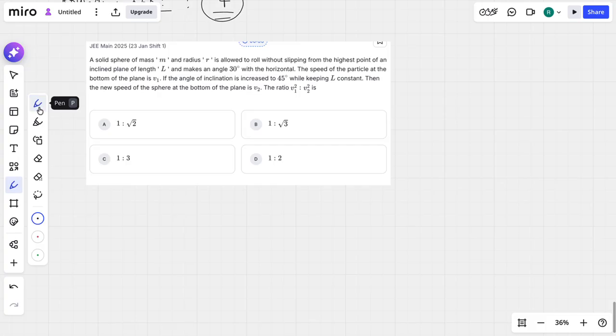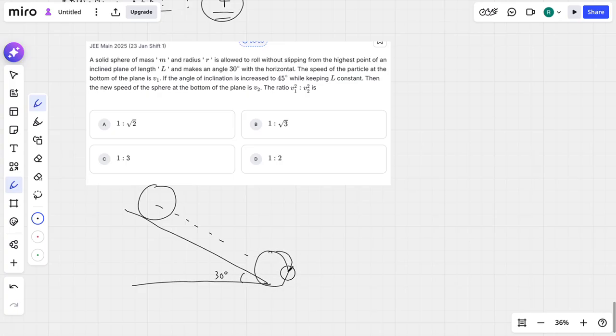We are given a solid sphere. This is an inclined plane, and the angle of inclination is 30 degree. We are given a solid sphere which is rolling down, and after reaching the bottom, it gains a linear speed v1. Mass of the sphere is m, radius of the sphere is r, and length of the inclined plane is L.